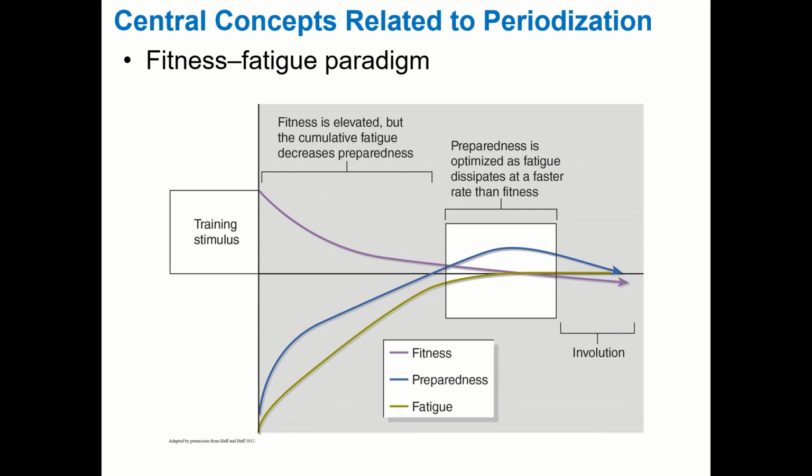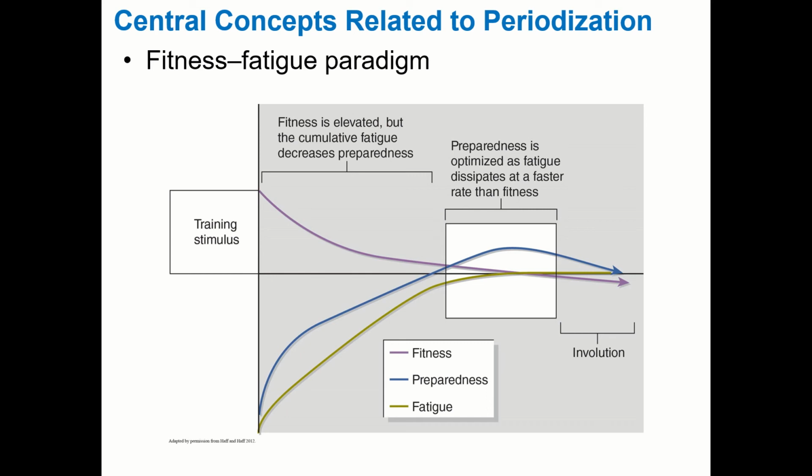They're going to have improved aerobic capacity, improved lactate threshold for an endurance athlete. But because of that high intensity, high volume, their fatigue is going to increase quite a bit. So even though their fitness has improved, their level of fatigue has increased quite a bit as well, and so that actually results in an overall reduction in preparedness.